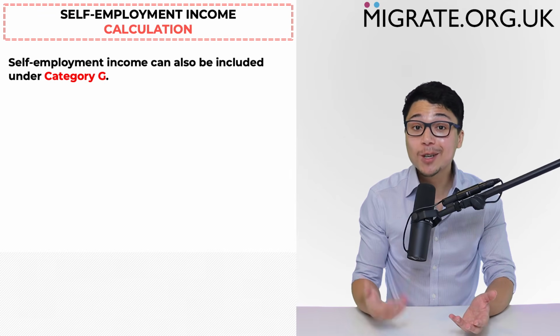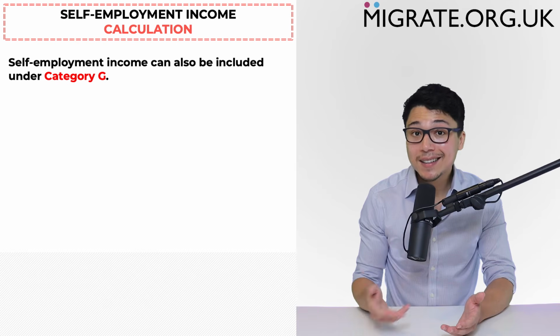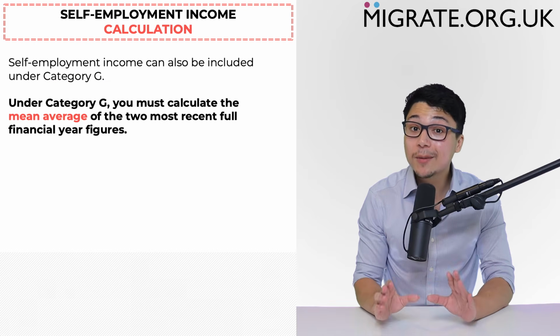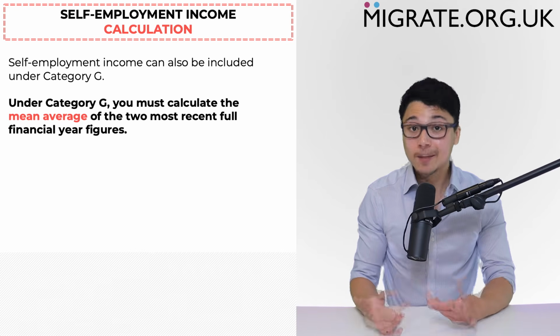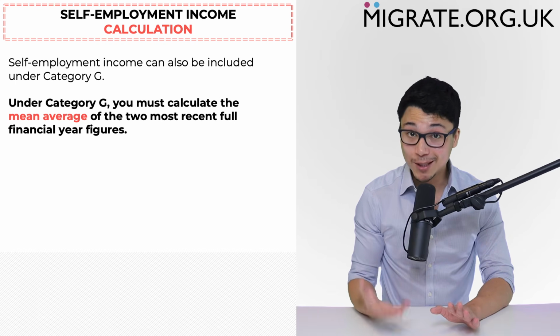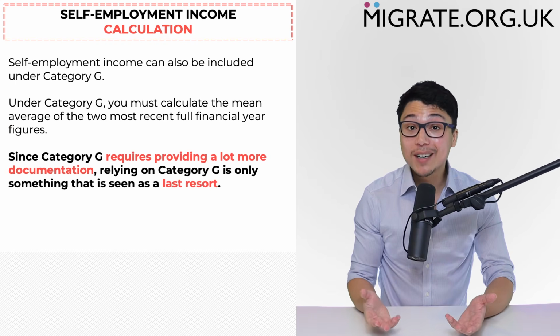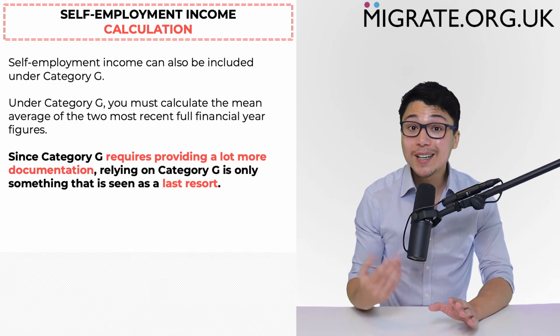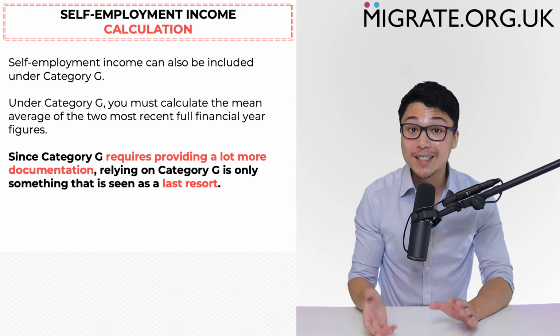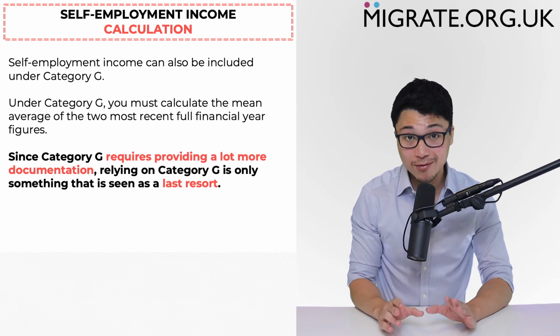Self-employment income can also be included under Category G. The difference in calculation here is that under Category G, you must calculate the mean average of the 2 most recent full financial year figures. However, it is very rare for partners to rely on Category G, for good reason. Since Category G requires providing a lot more documentation, relying on Category G is only something that is seen as a last resort if the financial requirement is not met under Category F.